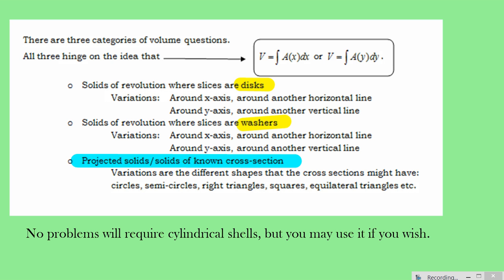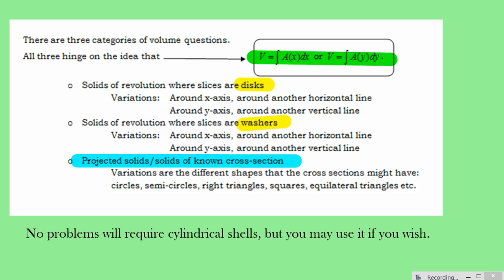And again, volume is found by finding the cross-sectional area and integrating that. So regardless of what the shape is, you think about the area and then you integrate that area formula. Notice I wrote down kind of the variations. These are the different things we could ask, right?